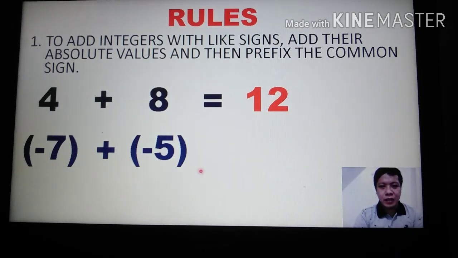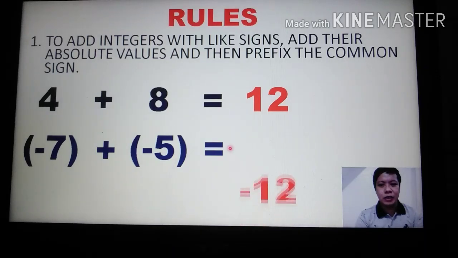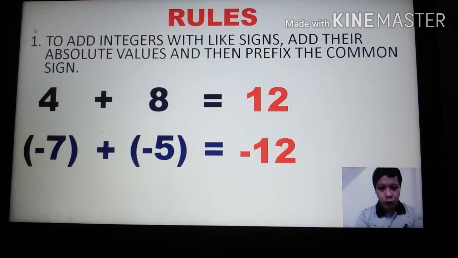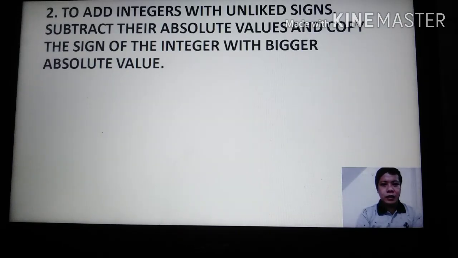So what is the sum? And then follow their sign or prefix the common sign. Therefore, the sum is equal to negative 12. All you have to do in this rule is to determine first and foremost if there are like signs or not. So if there are like signs, simply add and then follow their signs. Next one, to add integers with unlike signs, subtract their absolute values and copy the sign of the integer with bigger absolute value. By the way, maybe you got confused, what does absolute value mean?